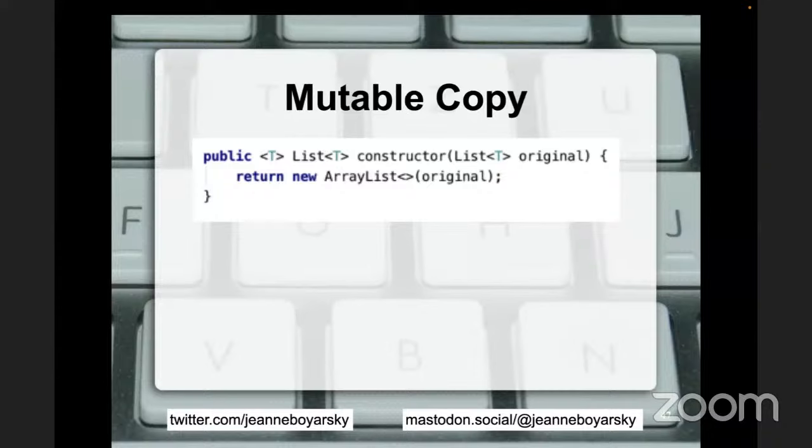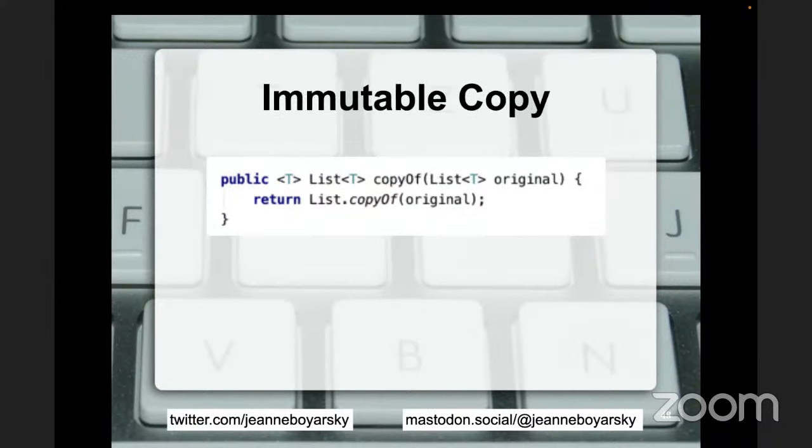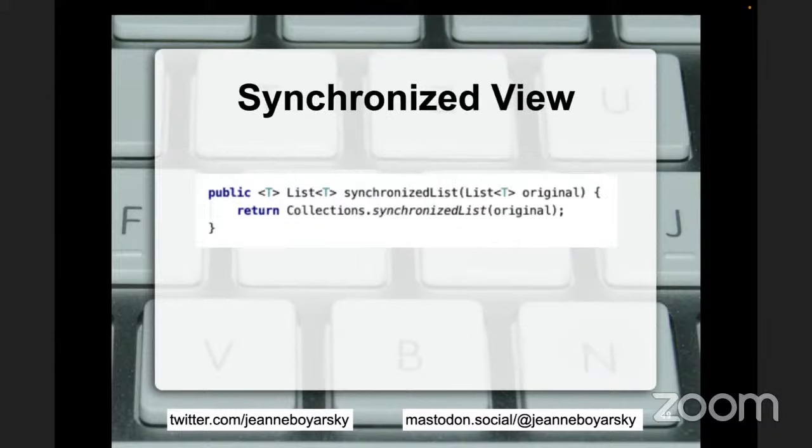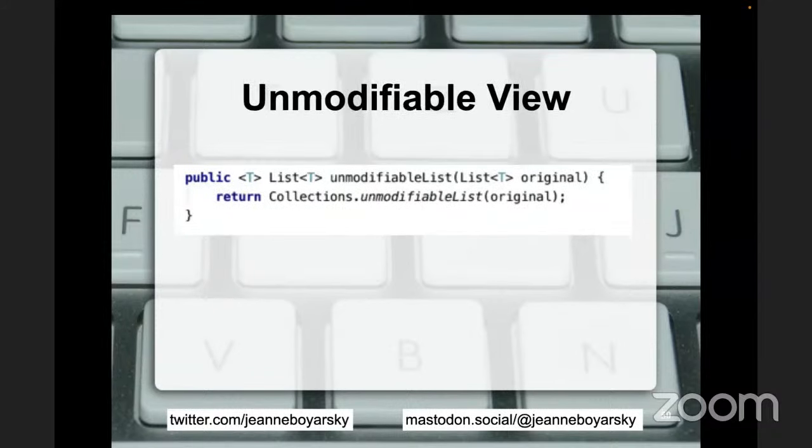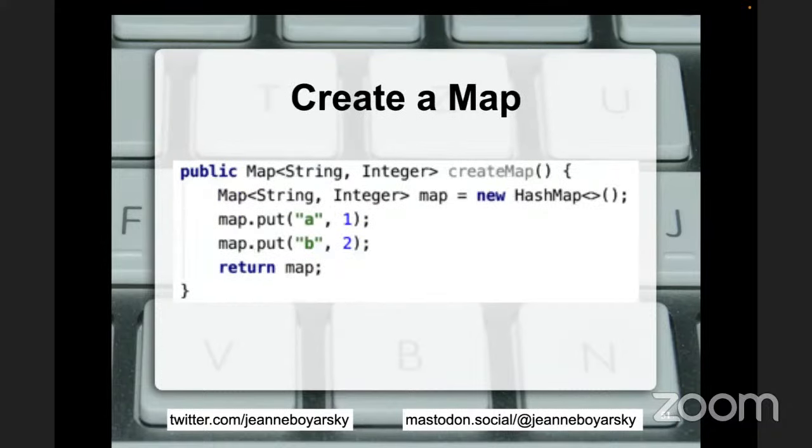Okay, we can make a mutable copy. We can make an immutable copy. List has a method for immutable copies now, list.copyOf. That one's super convenient. We can create a synchronized list if we want to wrap our list and make it thread safe. We can make it unmodifiable, which really shouldn't be needed because you would have used list.of, but maybe it's not starting out as numbers. Maybe it's starting out as a real list.